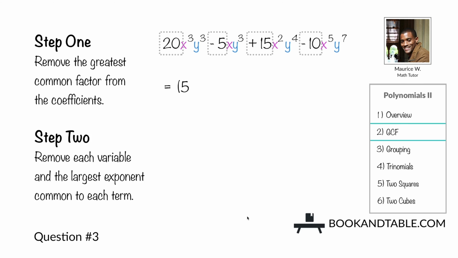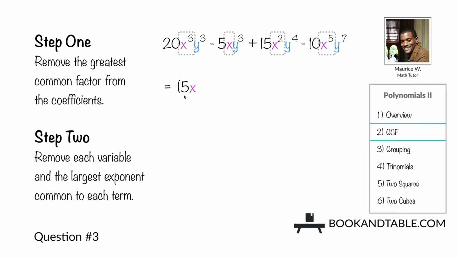And let's have a look at question number 3. You are asked to factor by removing the greatest common factor from 20x cubed y cubed minus 5xy cubed plus 15x squared y to the 4th minus 10x to the 5th y to the 7th. Step 1, remove the greatest common factor from the coefficients. The coefficients are 20, negative 5, positive 15, and negative 10. The largest number that is a common factor to all 4 of those numbers is 5.